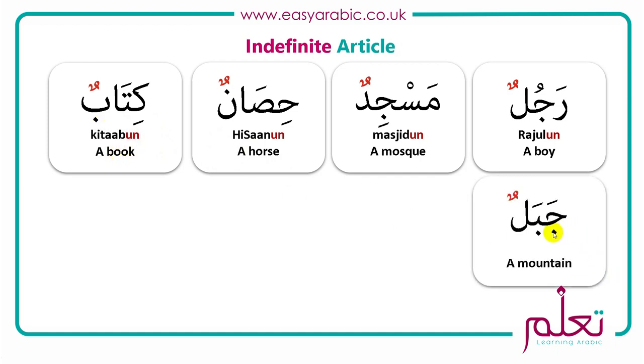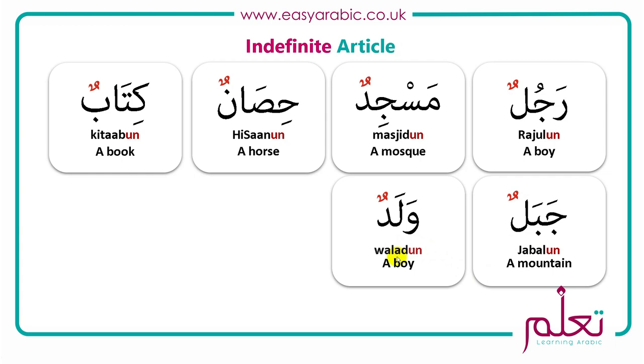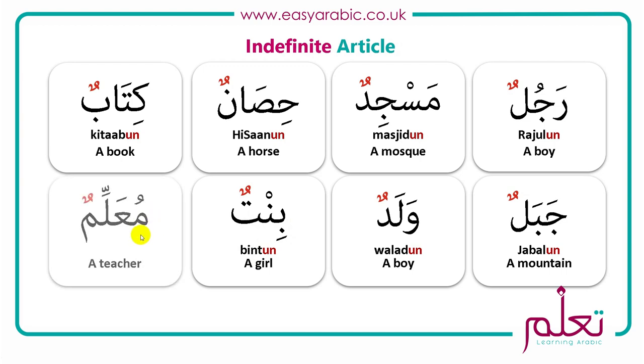Next one is jabalun, which is a mountain. Waladun, which is a boy. Bintun, which is a girl. And finally muallimun, which is a teacher. So rajulun, masjidun, hisanun, kitabun, jabalun, waladun, bintun, muallimun.